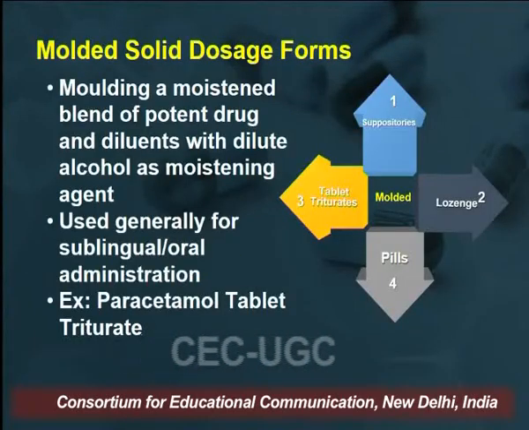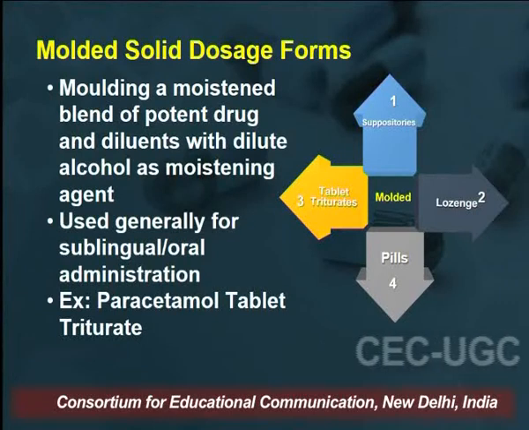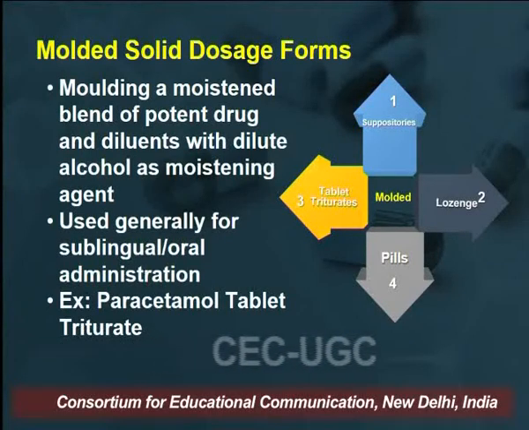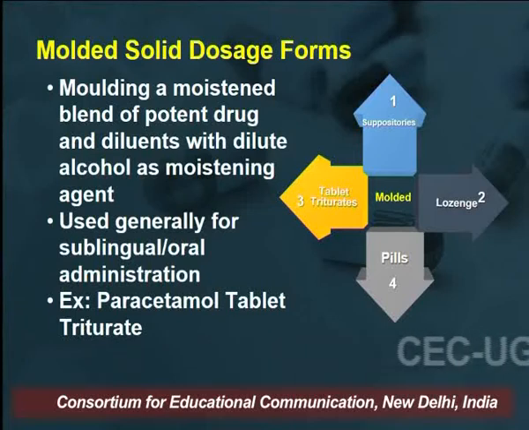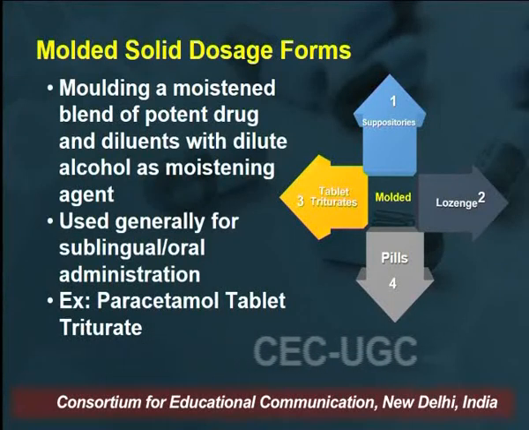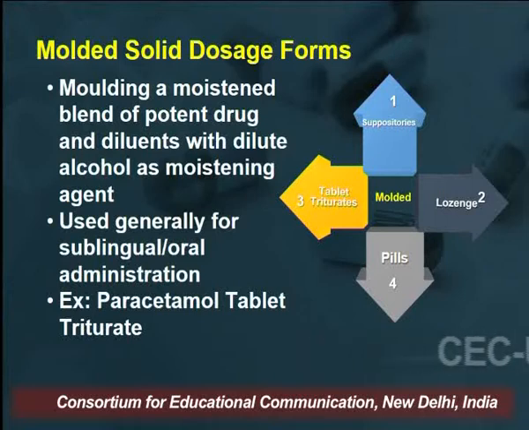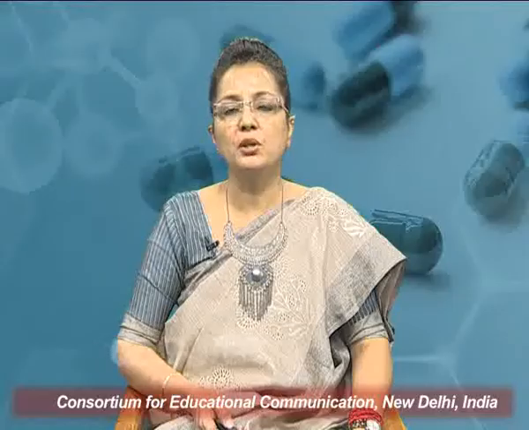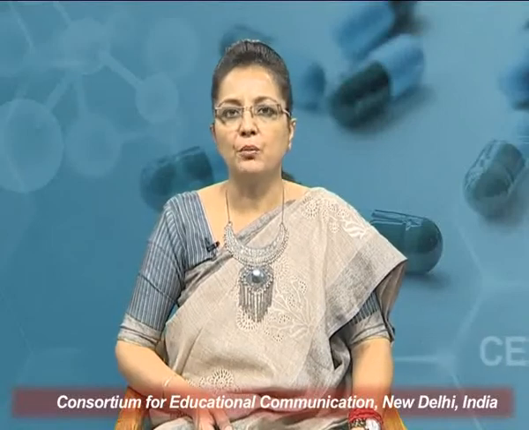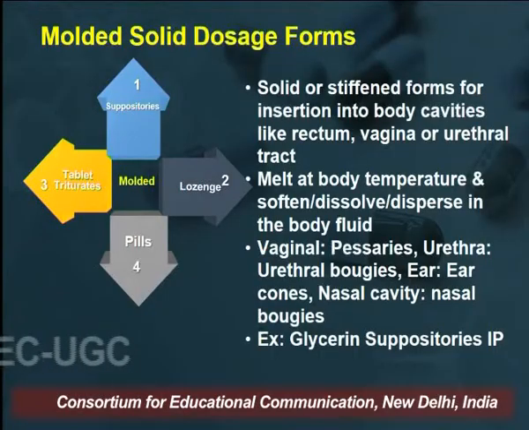The third type under solid dosage form includes the molded type. Under molded solid dosage form, the first includes tablet triturates. Tablet triturates are prepared by molding a moistened blend of potent drug and diluents with dilute alcohol as the moistening agent. Tablet triturates are used generally for sublingual or oral administration. Example, paracetamol tablet triturate. The molded type of solid dosage form also covers lozenges and suppositories.